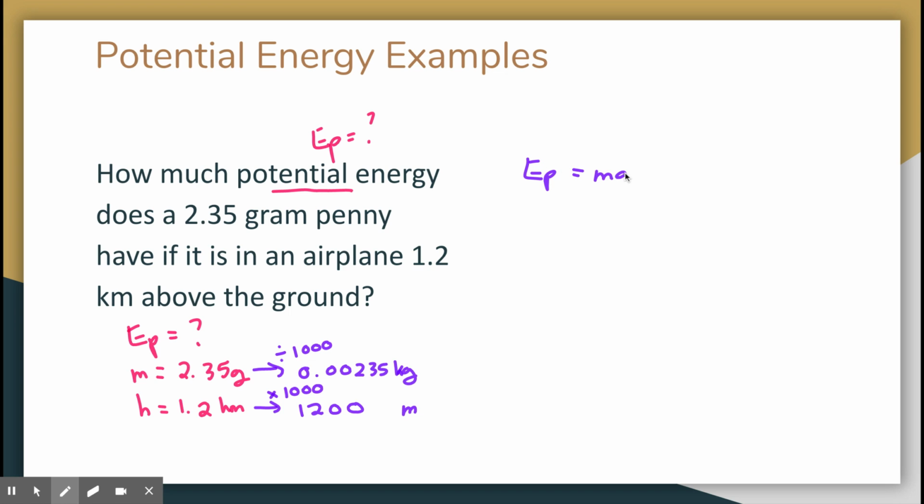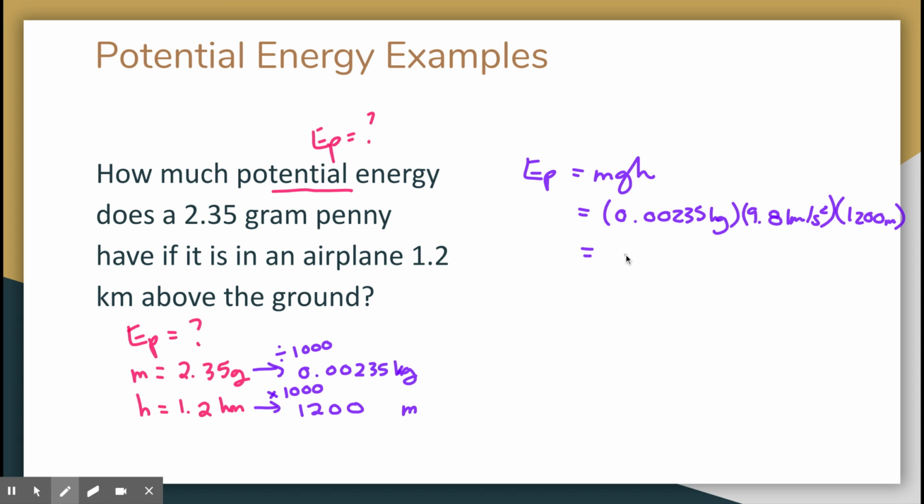EP is equal to mgh. It's not negotiable. You need to write it down. Then we put our numbers in. Almost forgot the 9.81. I like to put units in as I go. This is a good habit to establish as you keep going into your sciences, and your height is 1,200 meters. It also reminds you of what your units should be at the end.